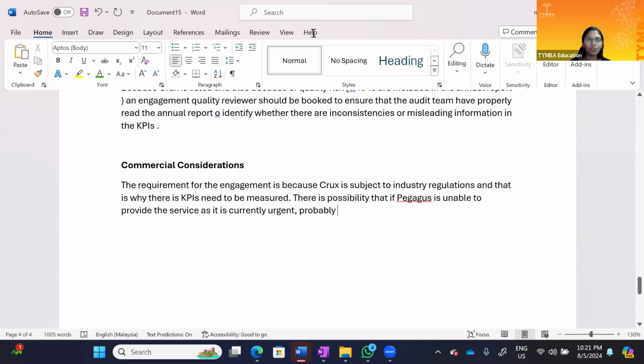Hmm, nothing will happen, is it? Yes, the relationship will be broken. So from the audit firm's perspective, what will happen? Probably the audit engagement with Pegasus will be terminated.